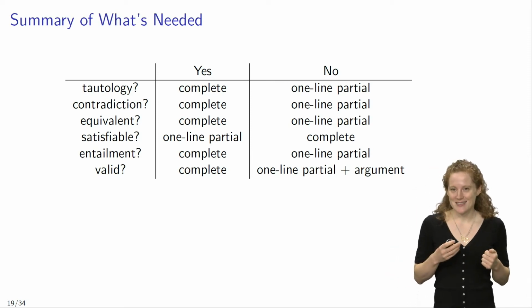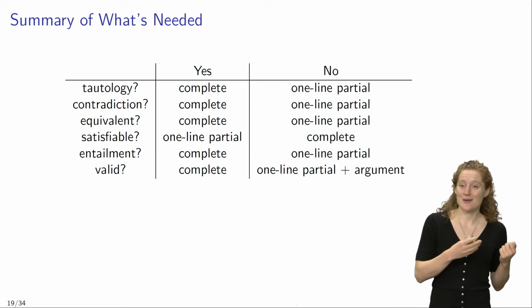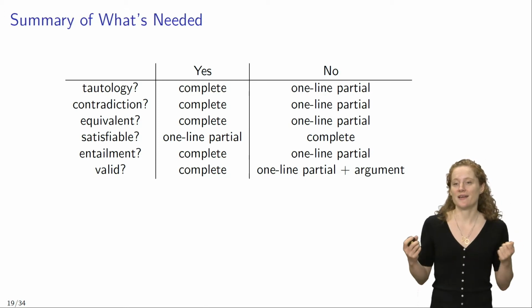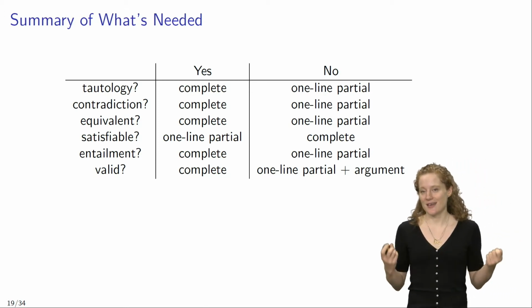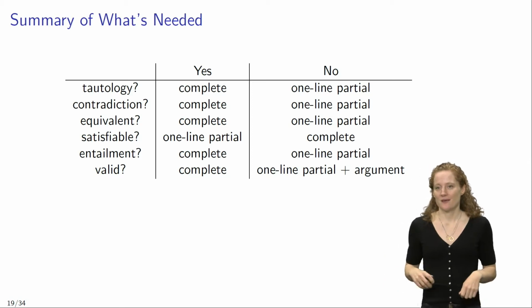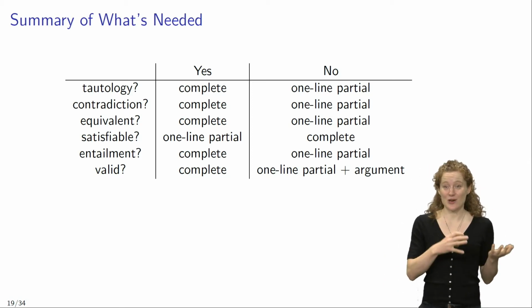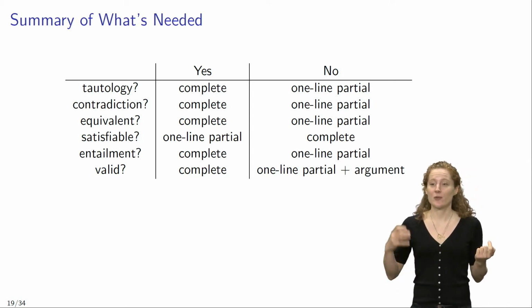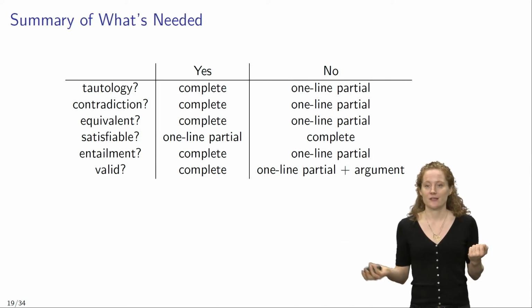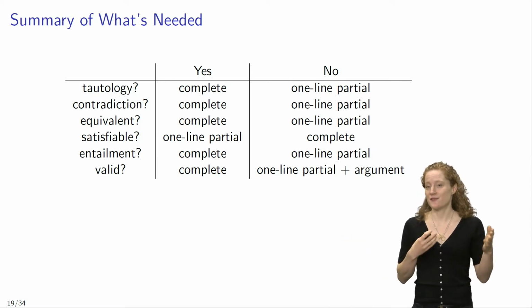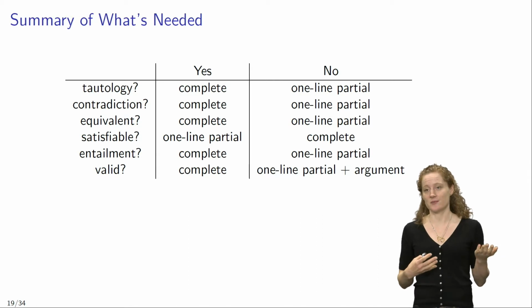Showing that two sentences are jointly satisfiable requires just one line in a truth table in which they have the same truth value. But showing that two sentences are not jointly satisfiable requires a complete truth table. You need to show that they have different truth values on every possible valuation.